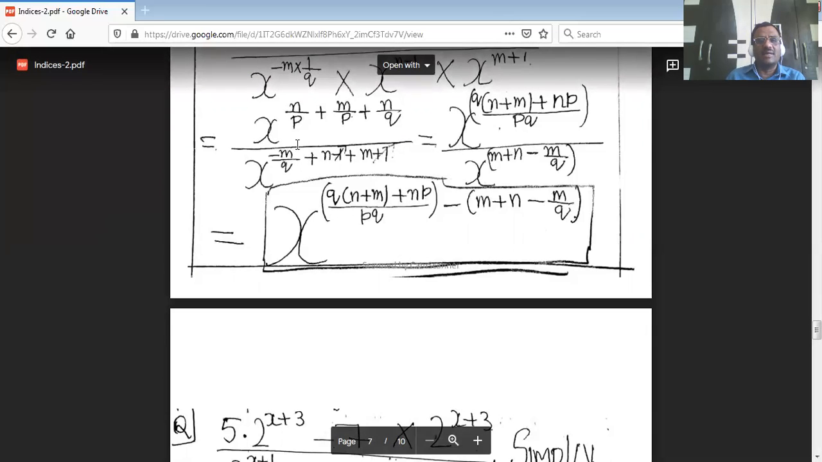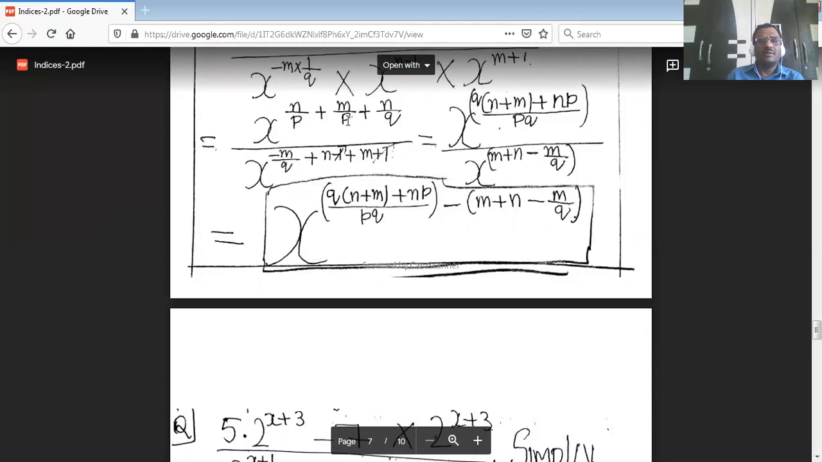pq, if you say LCM, this is... I can simplify this p and p. The denominators are the same, so just add m and n. When denominators are the same, you can directly add the numerators. All the basics of your fractions.